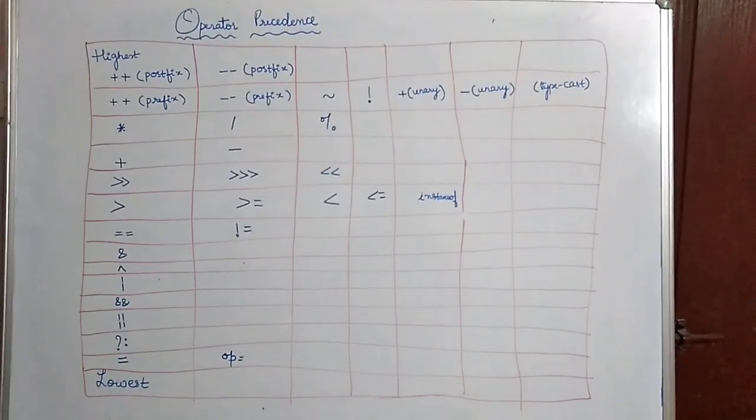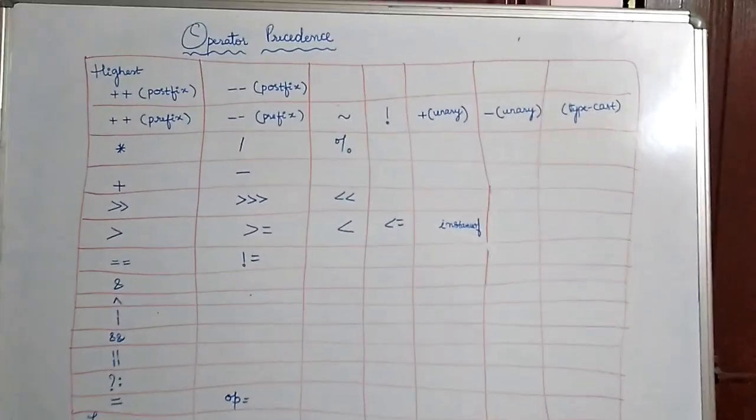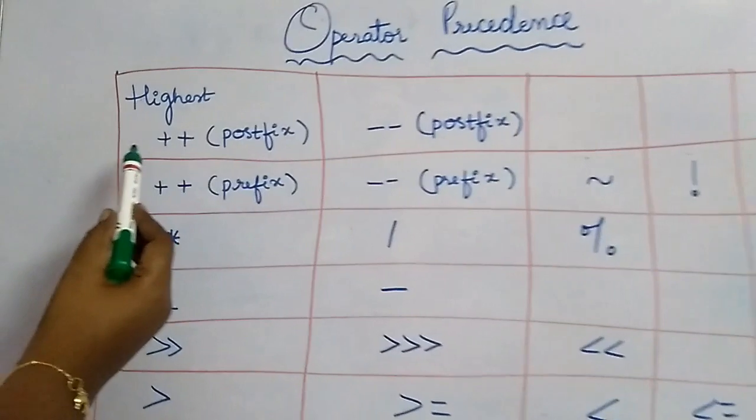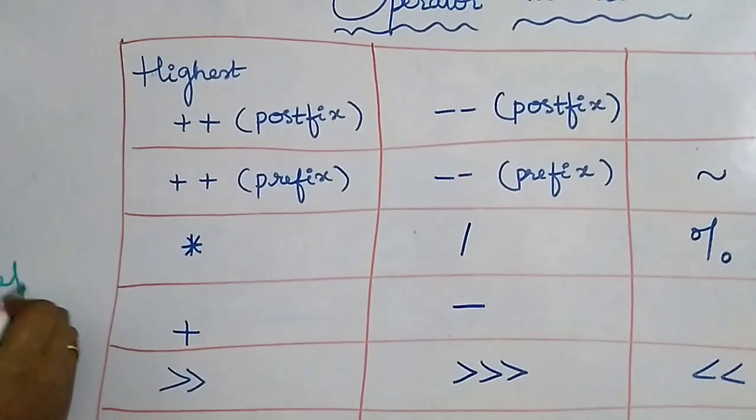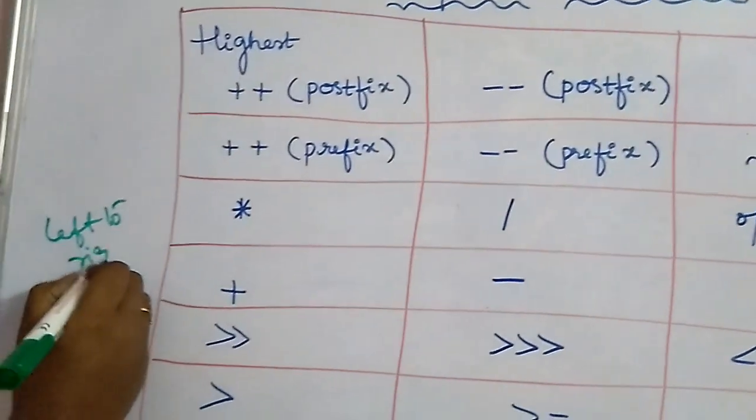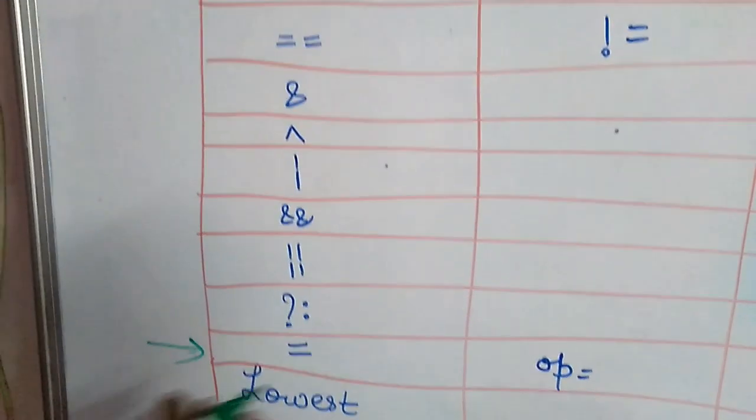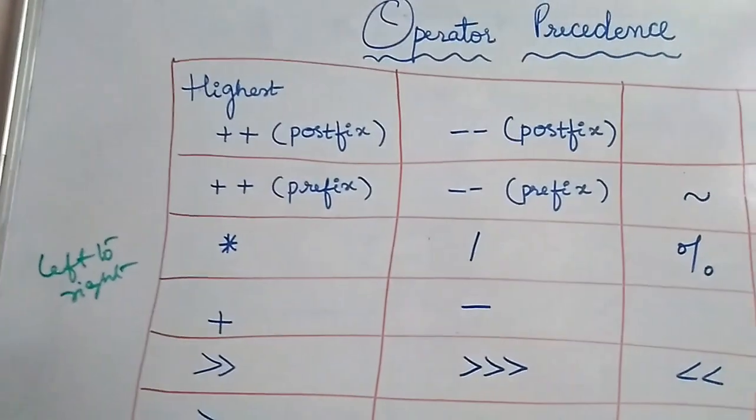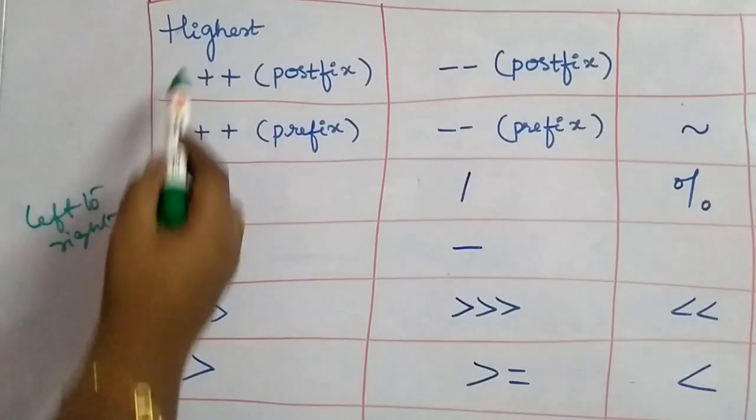Hello friends, this is the operator precedence table. I have given the operators from highest to lowest. All these operators are evaluated from left to right, except for the assignment operator, which is evaluated from right to left. And these are all the precedences, meaning highest to lowest.